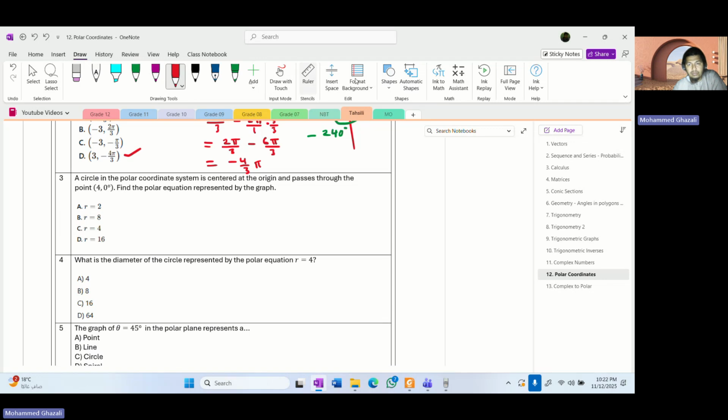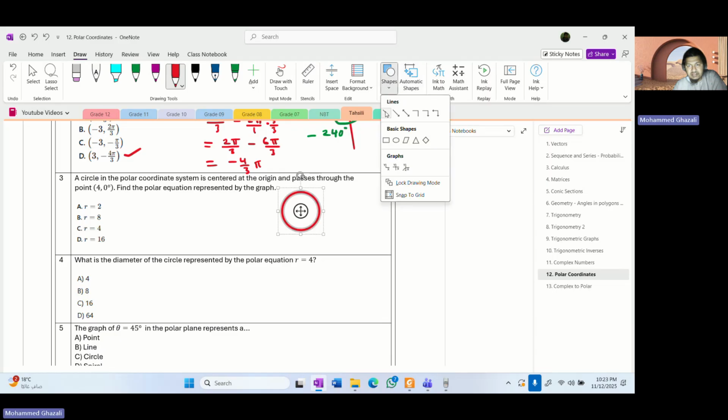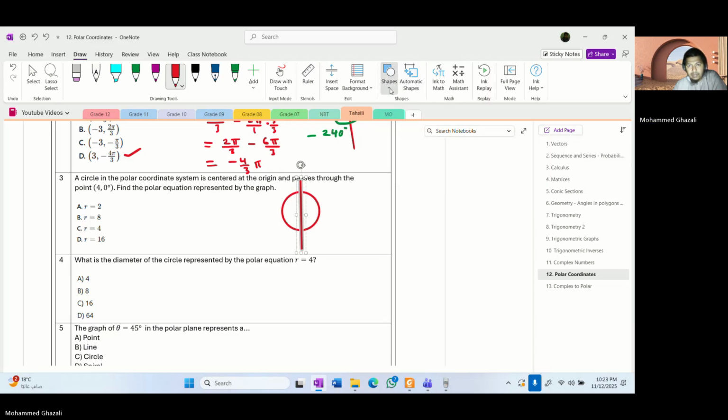point 4 and 0. So the circle is centered at the origin. So that's basics, right? And it passes through the point 4, 0. So the circle center is 0, right? And it passes through the point 4, 0. That's 4 and 0 degrees. It passes through this point 4. Right, and 0 degrees.